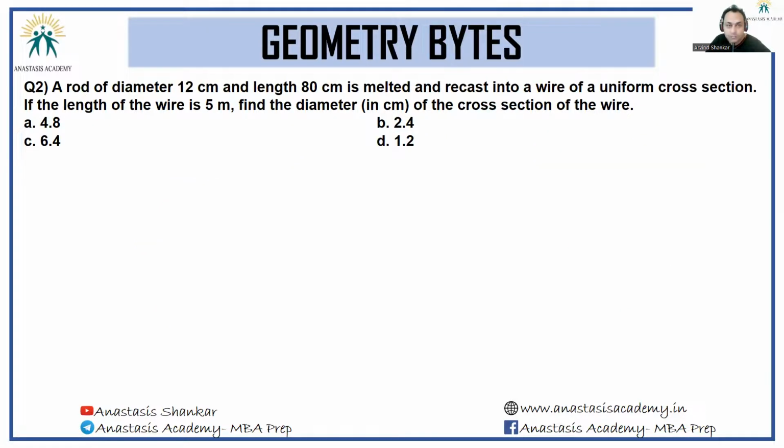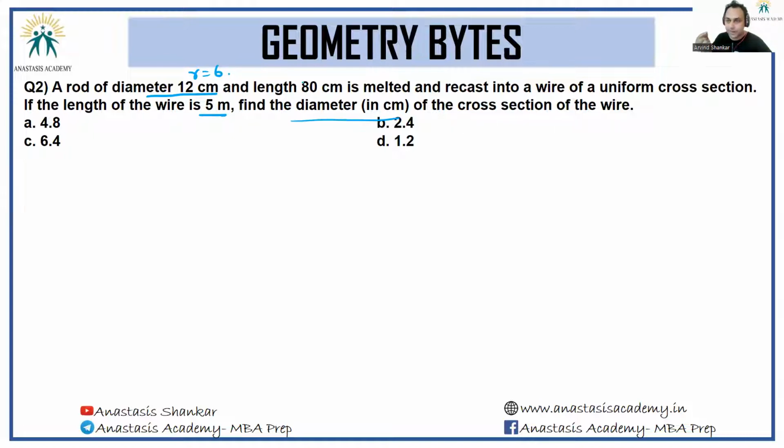Next question. A rod of diameter 12 centimeter and length 80 centimeter is melted and recast into wire of a uniform cross section. If the length of the wire is 5 meters, find the diameter in centimeter of the cross section of the wire. Pay attention, this question is simple, at the same time laying out certain traps. First is, they don't tell me the radius, they tell me the diameter. So the R here is 6 and length is 80 centimeter.